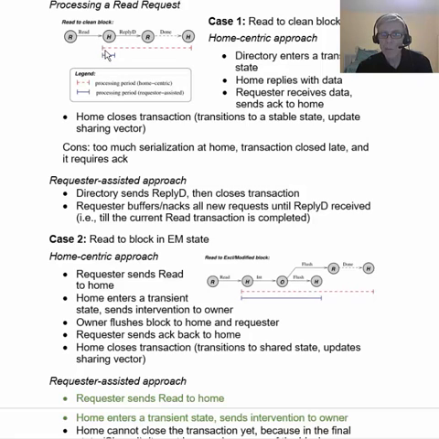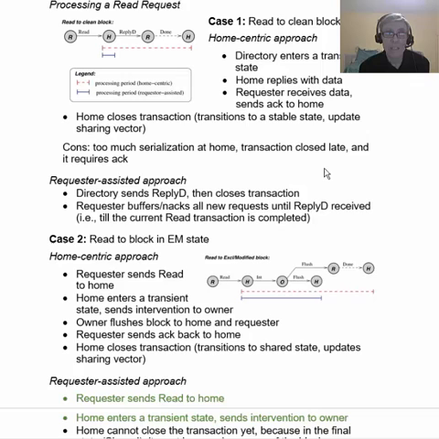And you see here in the diagram, with the home-centric approach, you need to wait for all of these steps. You need to wait for the read to be received by the home, the reply D to be received by the requester, and then the home again to receive the ACK. With the requester-assisted approach, the only time that other transactions need to be stopped is right here while the home is processing the information. The directory would send a reply D, and then immediately after sending the reply D, it would close the transaction. It relies upon the requester to either buffer or NAC all new requests until the reply ID is received. In other words, until the current read transaction is completed.